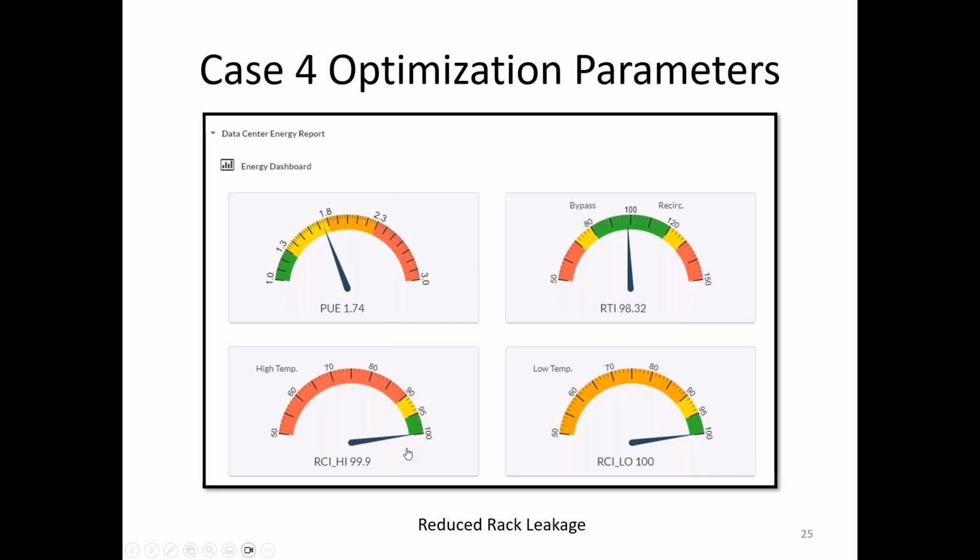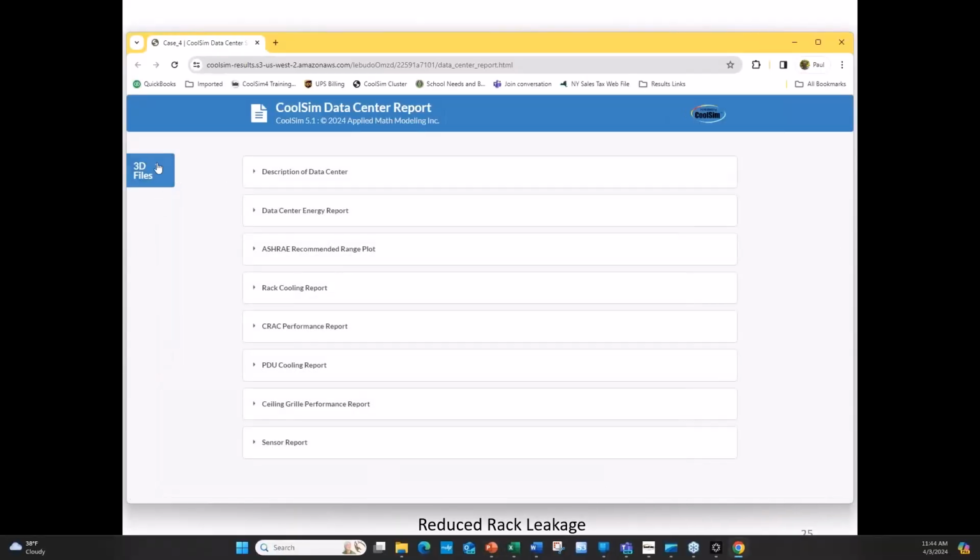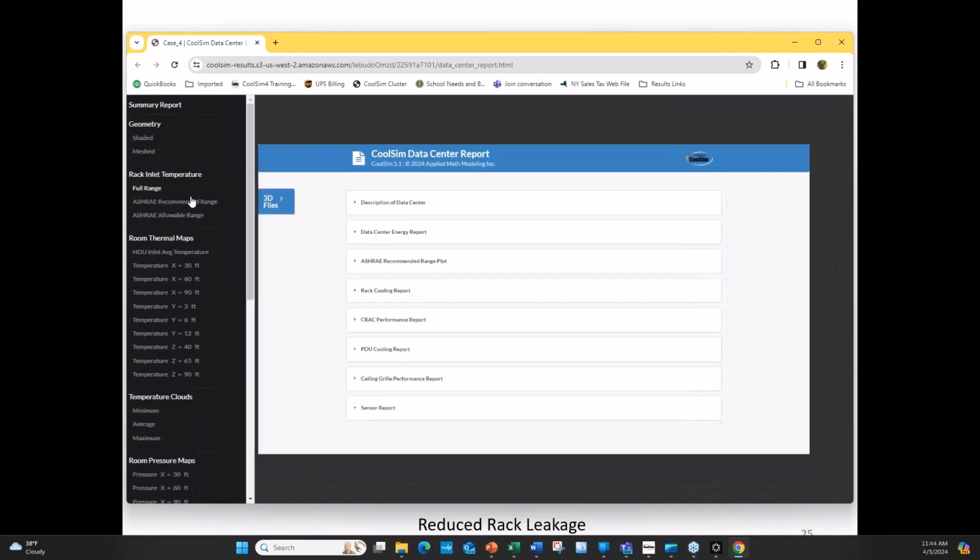There's always some leakage. But here, all we've done is, you see the PUE is the same, the RTI is the same, near optimal. You want it to be in the 90s. The RCI high is near 100%, and I'm not too cold. So the only thing here that was done was we tightened up the racks.